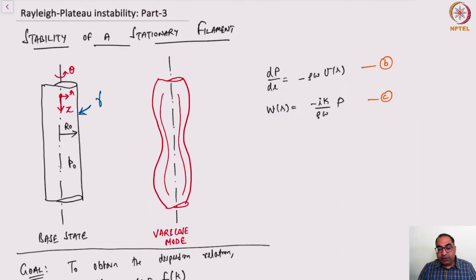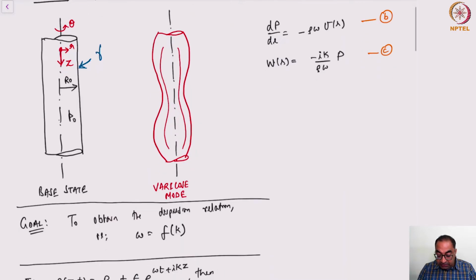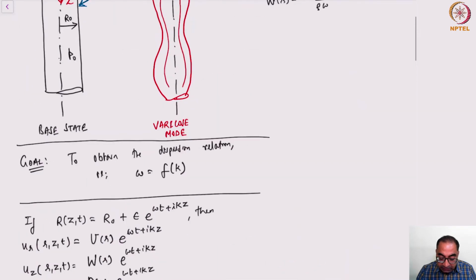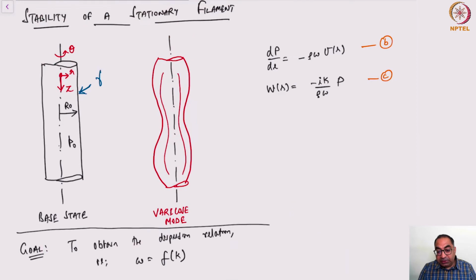So now we are in part 3 of the Rayleigh-Plateau instability analysis. In the previous lecture, for a varicose mode, we derived this equation D, which is the modified Bessel's equation for the radial velocity u of r. And we also have a relationship between the pressure term and the radial velocity, as well as the axial velocity W and pressure. That's B and C. I've written these equations in a slightly different format.